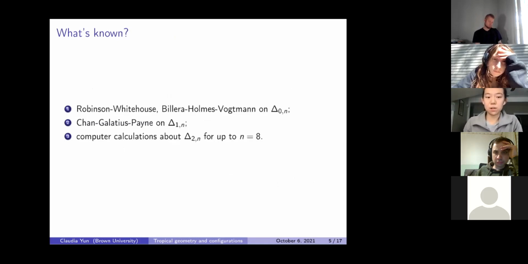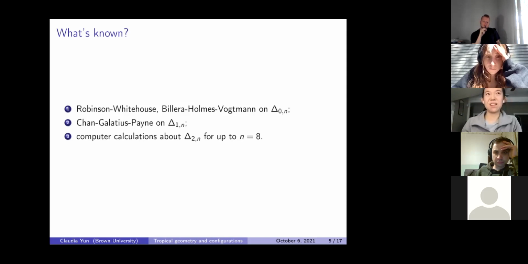When g is 0, back in the 90s, Robinson and Whitehouse studied something called the tree representation, and it can be identified with delta 0,n. They proved in their paper that delta 0,n is homotopy equivalent to a wedge of spheres. And they further computed the S_n representation afforded by the top degree homology, induced by the S_n action of permuting these n marked points.